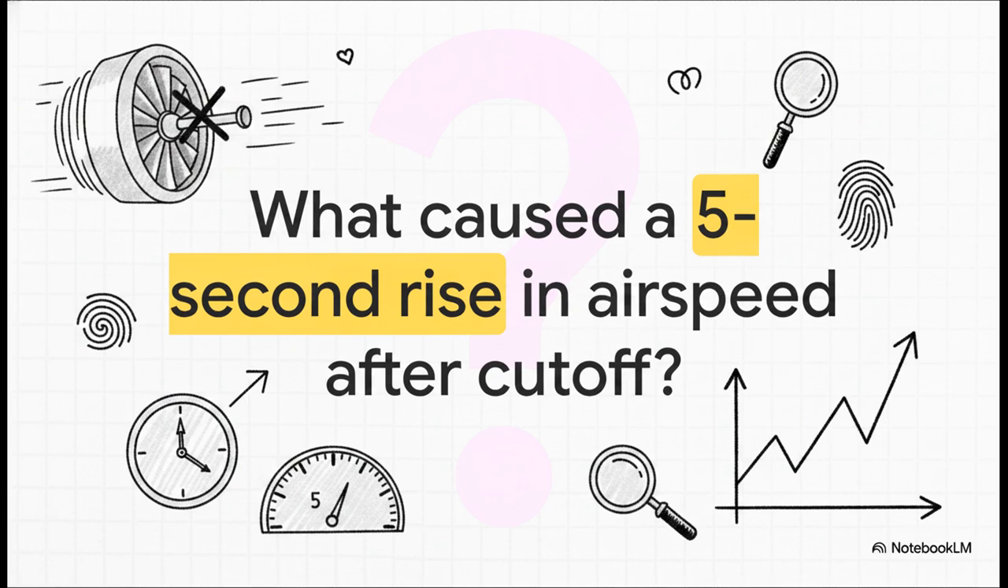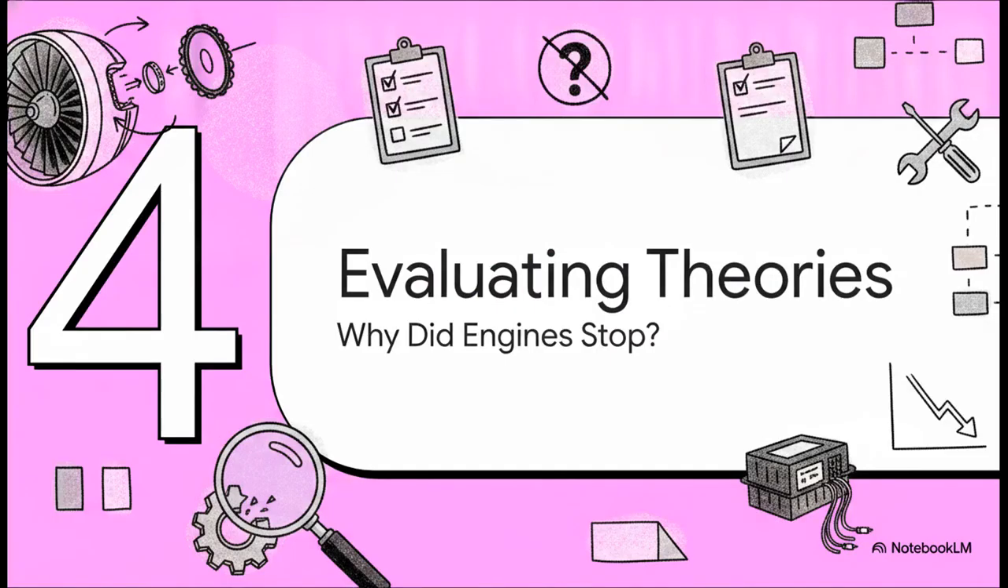So, what could possibly create a 5-second rise in speed after those switches were flipped? The experts are still trying to decipher this bizarre contradiction. Section 4. Evaluating the 4 theories.